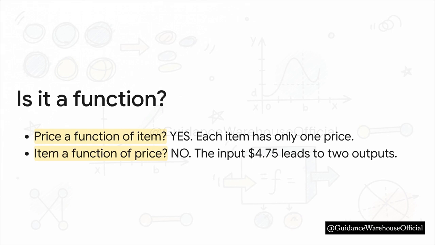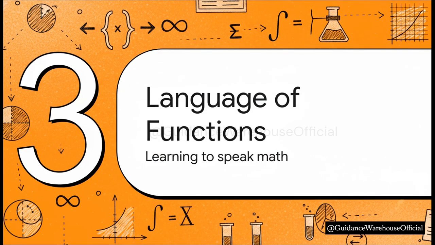That breaks our number one rule. One input, multiple outputs, not a function. Okay, so now that we've really got the main idea down, let's talk about how we write this stuff down.